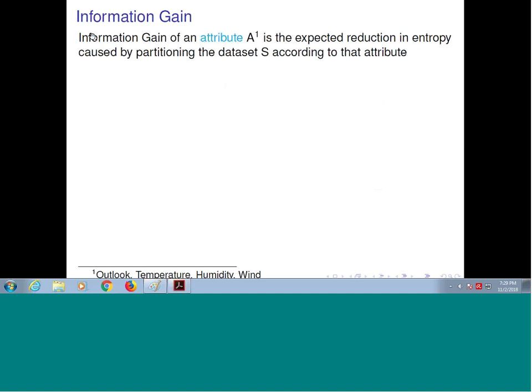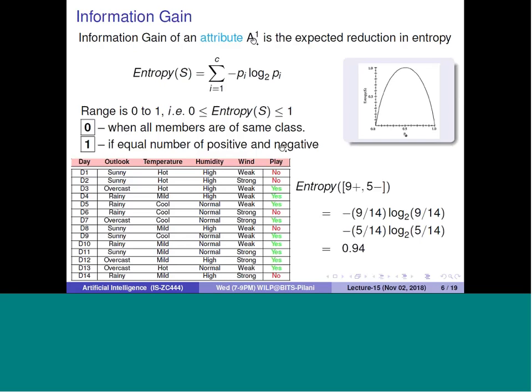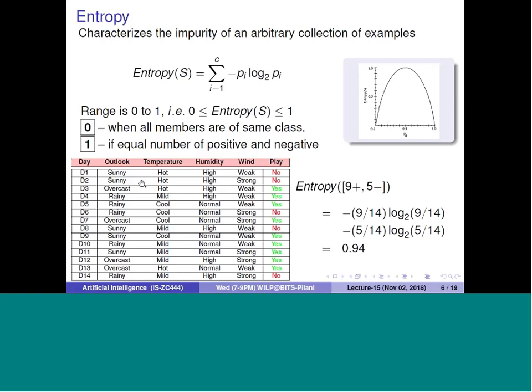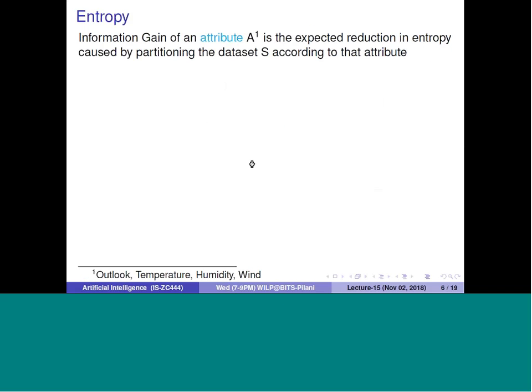Information gain. Information gain of an attribute A. What do you mean by attribute? Let me tell you that in this table, in this data, outlook is an attribute, temperature is an attribute, humidity is an attribute, wind is an attribute. All these things are attributes.